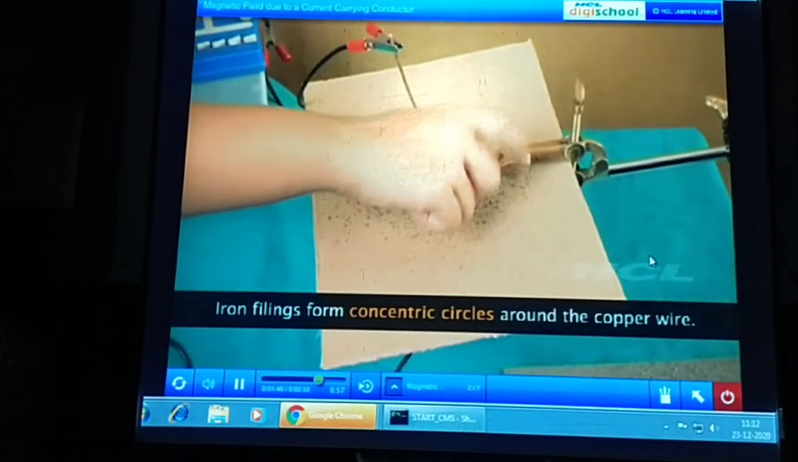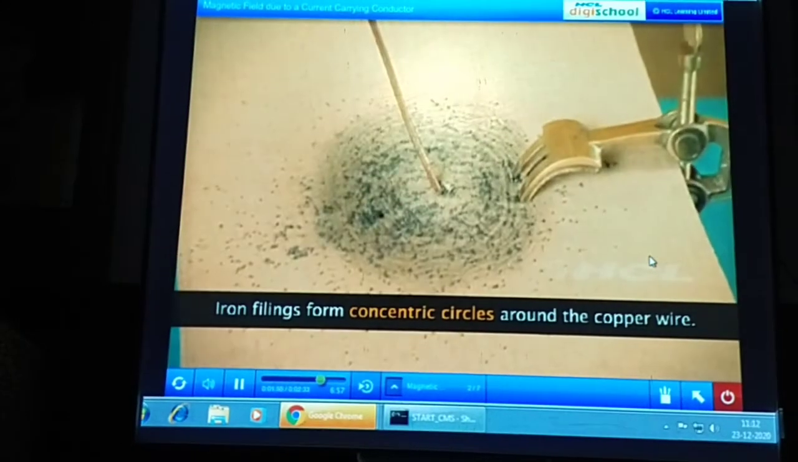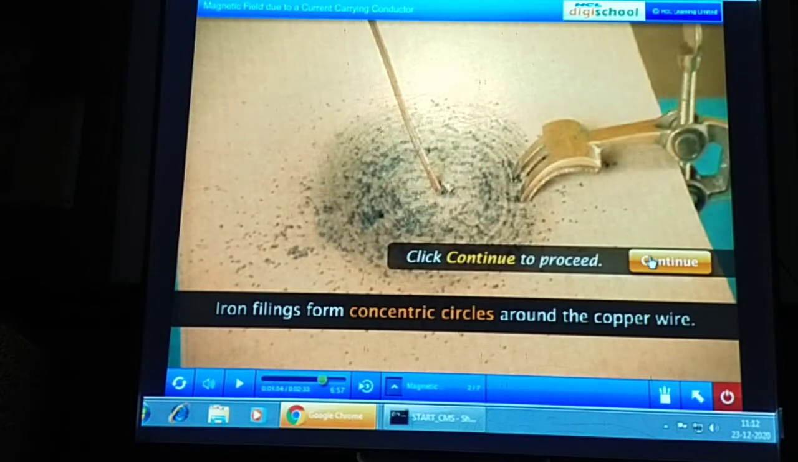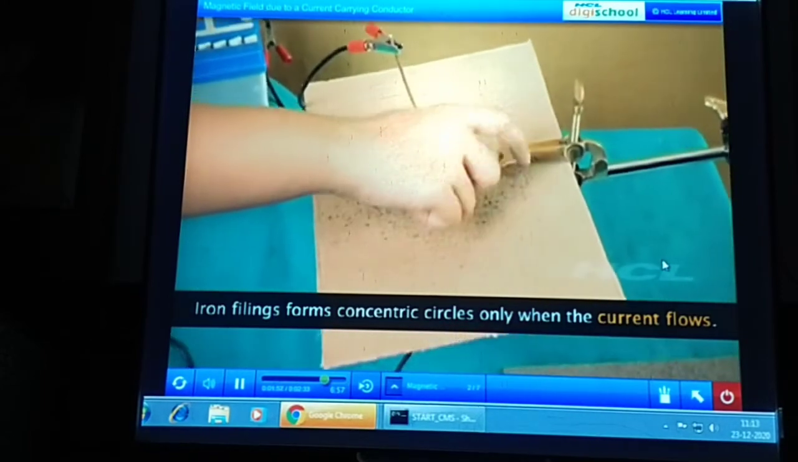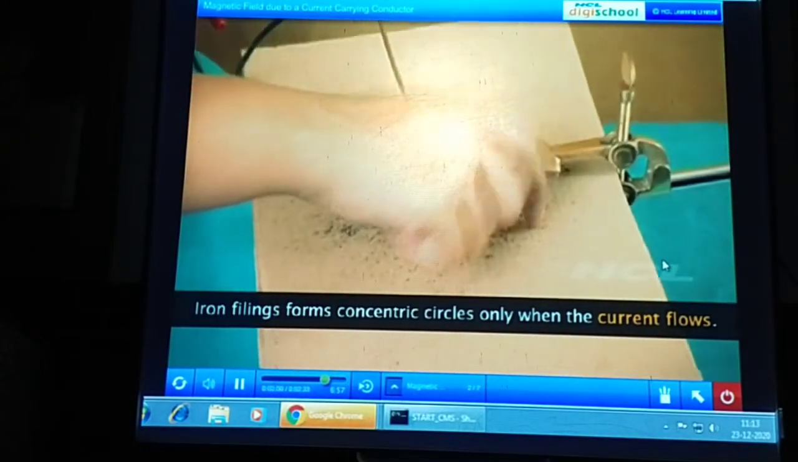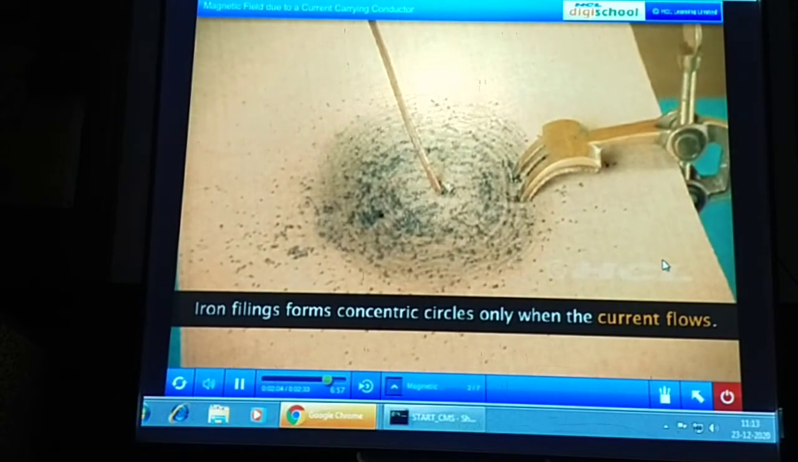You can see the iron filings arrange into concentric circles around the straight conductor. What can we infer from this? On tapping the cardboard sheet, the iron filings arrange to form concentric circles. These circles visually depict the magnetic field created by the straight conductor.